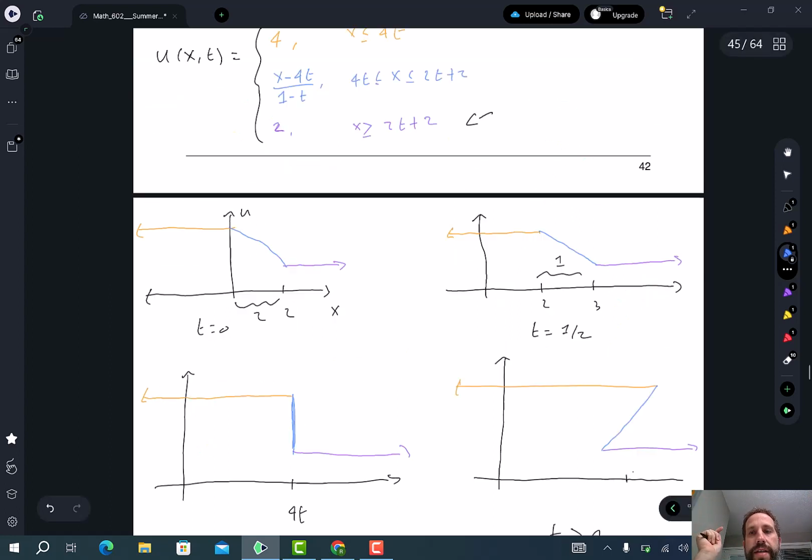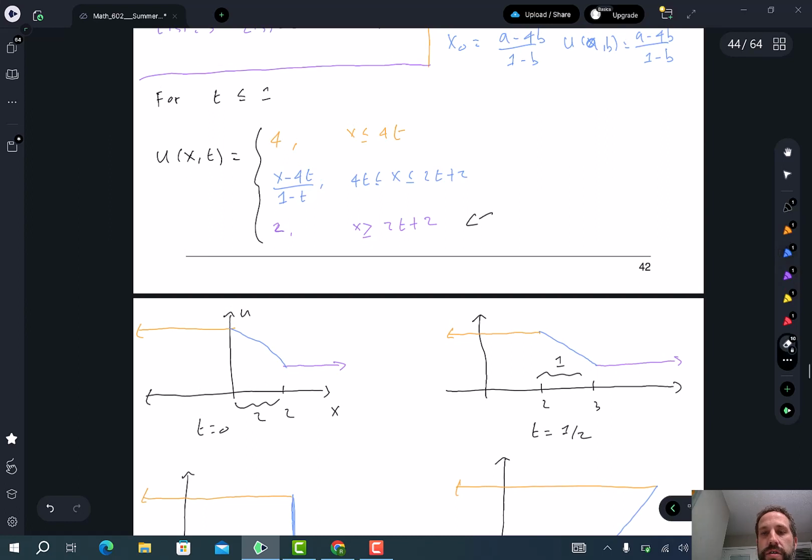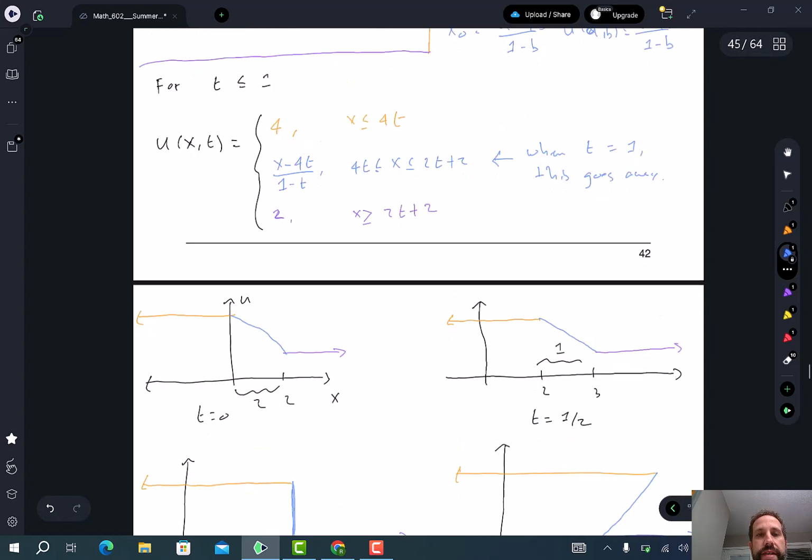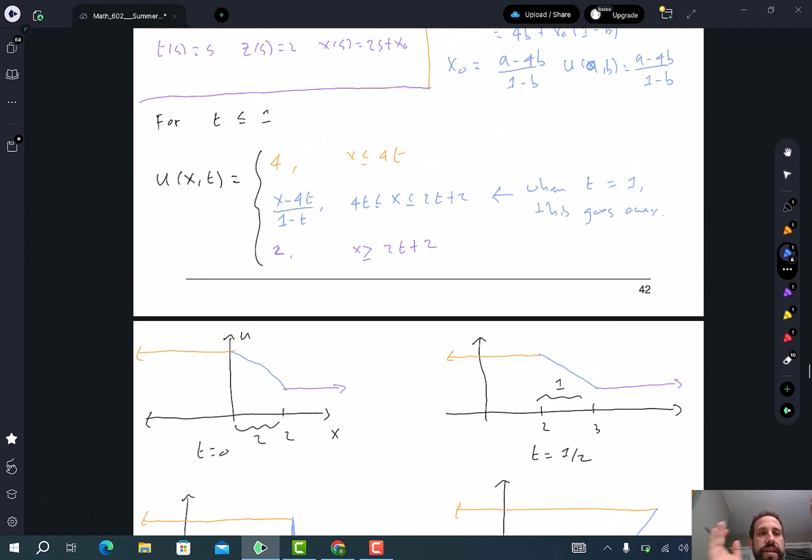The other thing to consider is that if I look at the formula for the solution right here, if I look at this part, when t is equal to 1, this goes away. What do I mean by that? Pictorially, it's happening down here. The distance over which the blue solution exists is going to 0. And finally, when t is equal to 1, it's 4 less than x less than 4. So when t is equal to 1, the blue part goes away.